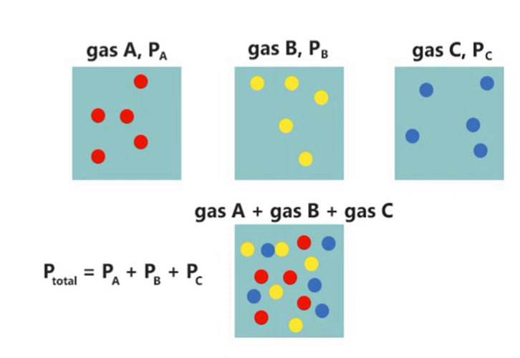For example, given an ideal gas mixture of nitrogen N2, hydrogen H2, and ammonia NH3, P equals P_N2 plus P_H2 plus P_NH3.